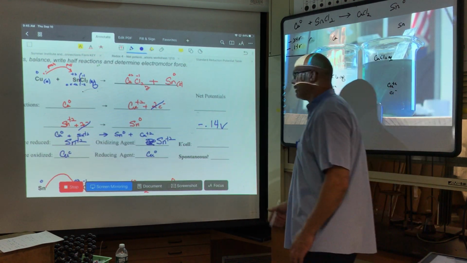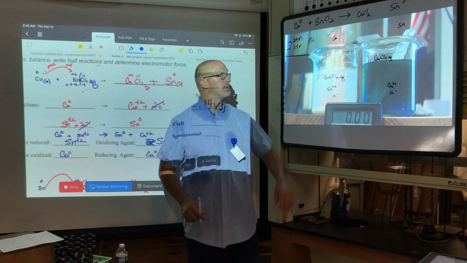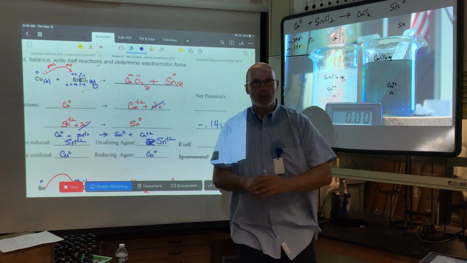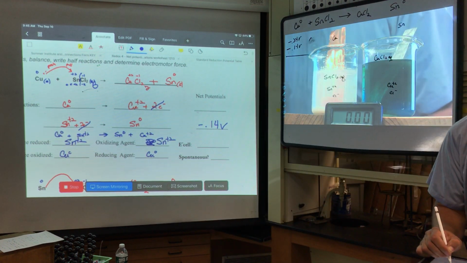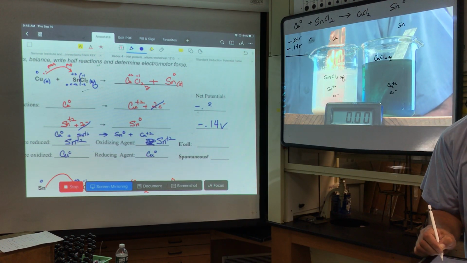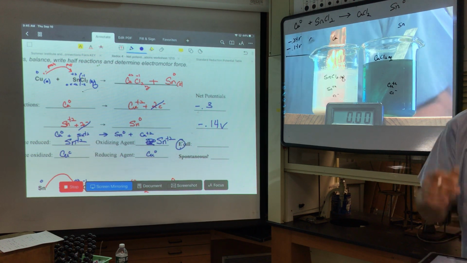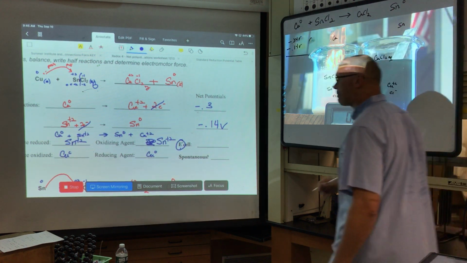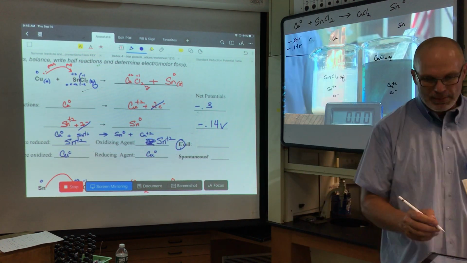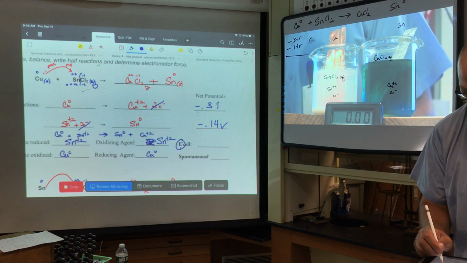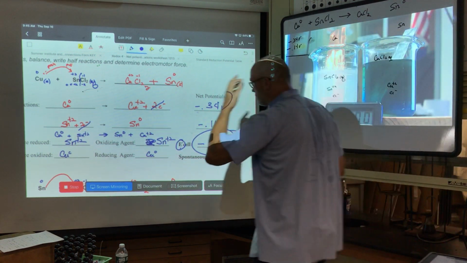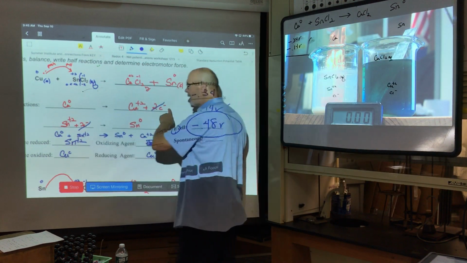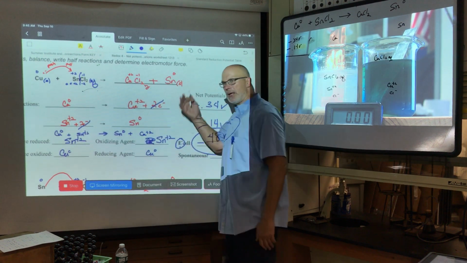How about copper oxidizing? That means I'm going the other way. I had to flip the sign, right? So that was negative 0.34. Because this is a net, E0 cell is electromotive force. It's also called a net potential. You add them together. They're both abilities. What you get is negative 0.48 volts. Overall, when you consider the ability to oxidize and reduce, you get a total negative.